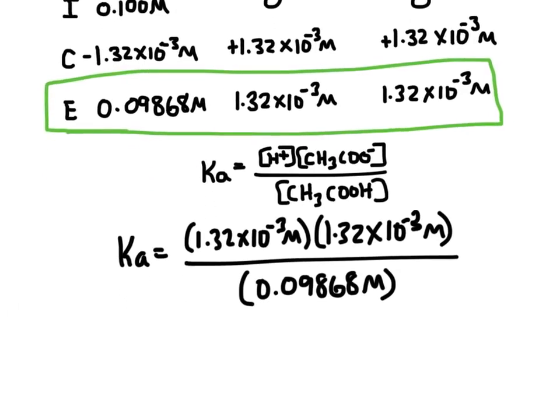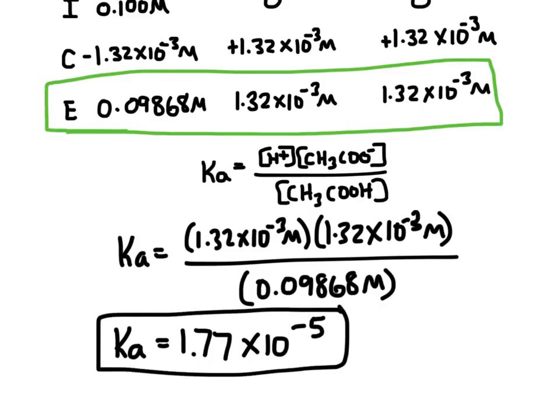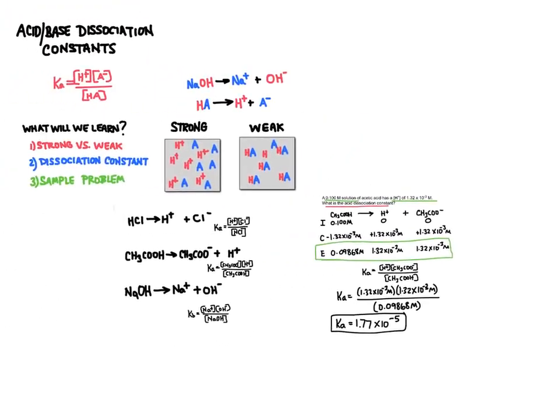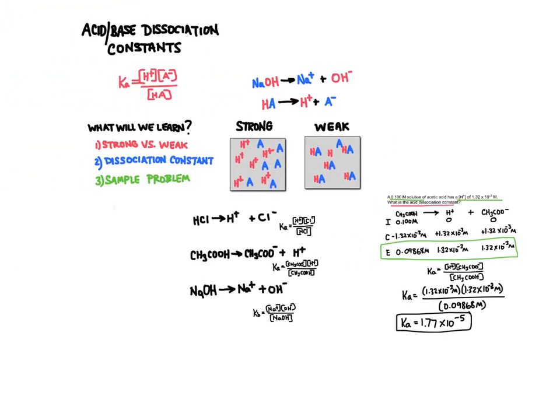And I end up with a Ka that's going to be equal to 1.77 times 10 to the negative 5. And so there's my acid dissociation constant for acetic acid. And because it's a really small number, I know that acetic acid is going to be a weak acid and it's not going to dissociate very well. And so that is acid-base dissociation constants.